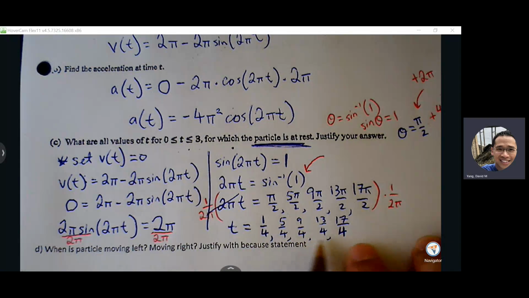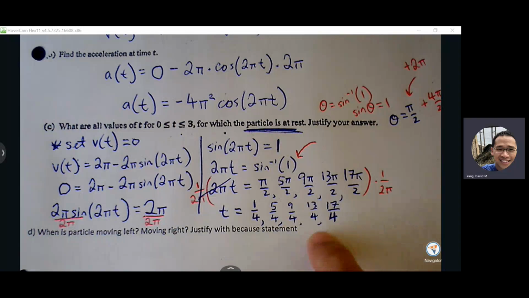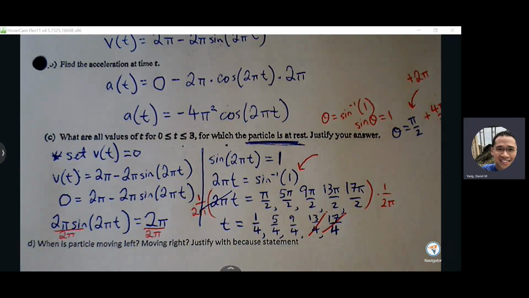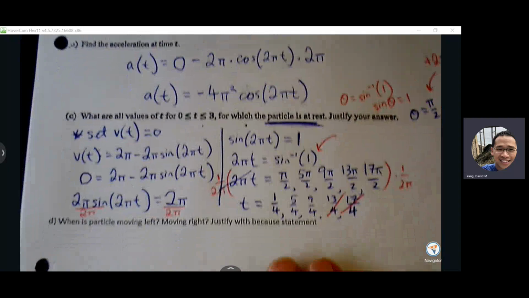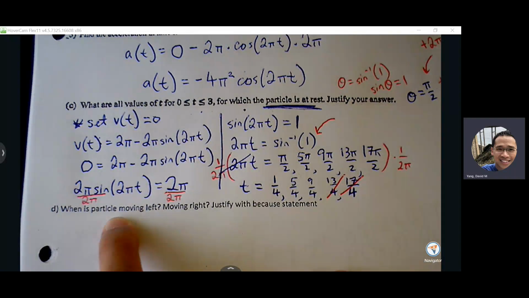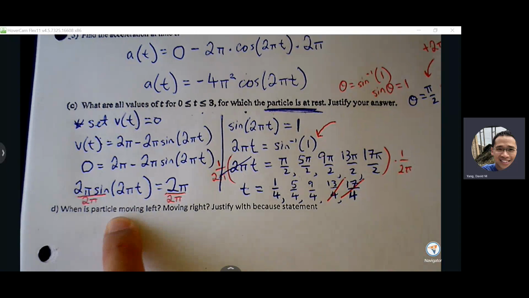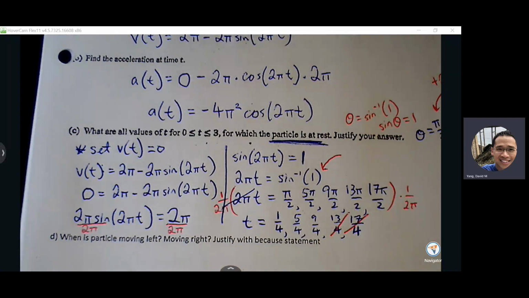So which values did we have that are outside our interval? Have we gone too far? Yeah, 12 over 4 is 3, so 13 over 4 is more than 3. So that's out, that's out. So we have 3 values between 0 and 3 where the particle is at rest. That's important to help us do part D, because now we can create a velocity sign line and test the intervals, and then we can decide which interval this particle is moving left, which interval moving right. Negative velocity would be moving left, positive velocity would be moving right. So let's create our velocity sign line.